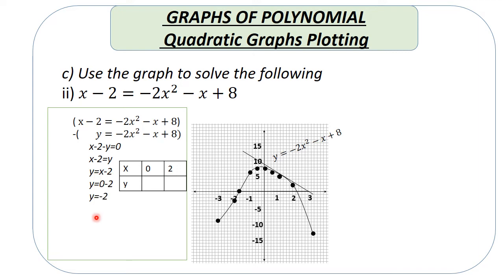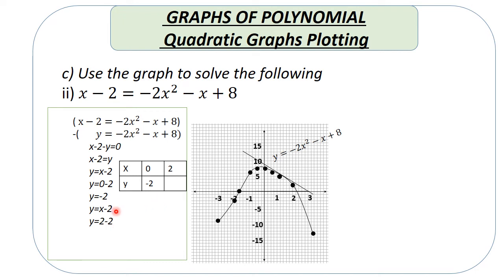0 minus 2 is going to give us negative 2, meaning that when x is 0, y is negative 2. So we can write negative 2 here. Next, we go to 2. So again, we use the equation, which is y is equal to x minus 2. Where there's x, we put 2.